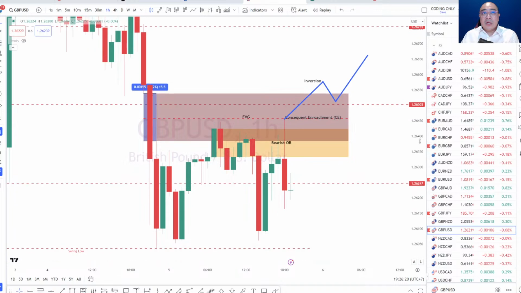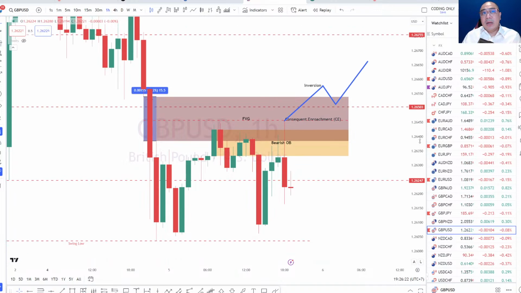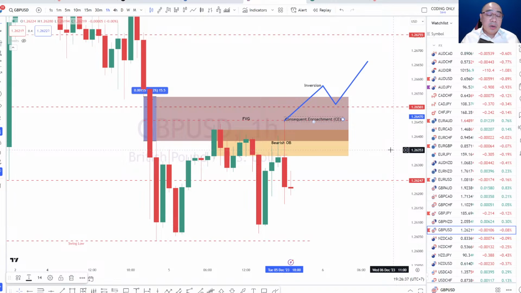So this becomes a little bit more complex, right? That's probably why I don't want to talk about imbalances in the market until we understand the basics, where we can frame what's going on in the market. Okay, so it's good to know if there's a consequent encroachment, or CE, in the market, but let's just say it's in the middle of the fair value gap.